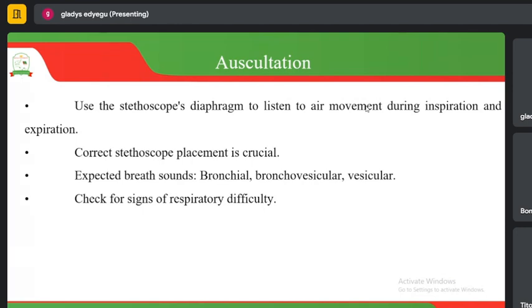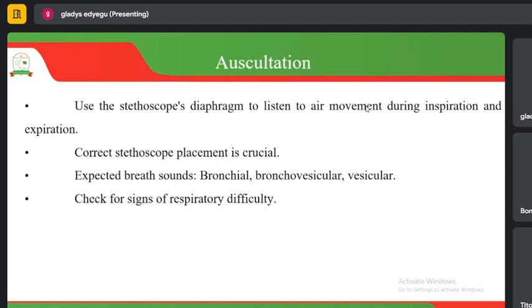Then expected breath sounds: you should be able to listen to the bronchial sounds and know what kind of sound they are. Then the bronchovascular, you should also be able to understand. When you're able to articulate all things in relation to the sounds, then you can tell this patient is having an abnormal sound, and what should I do? Or what kind of condition could this patient be having in relation to that abnormal sound?